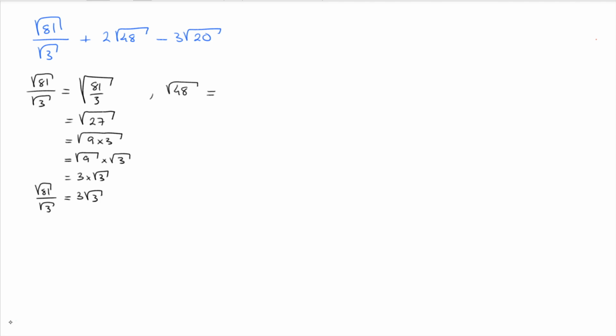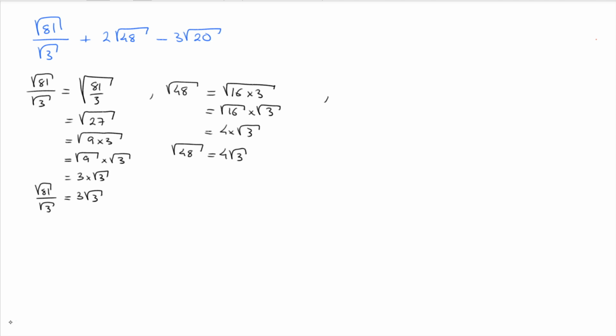We now move on to the square root of 48. Now, 48 is equal to 3 times 16. So the square root of 48 is equal to the square root of 16 times 3. This equals the square root of 16 times the square root of 3, and the square root of 16 is 4, so this equals 4 times the square root of 3. Finally, we can state that the square root of 48 is equal to 4 root 3.